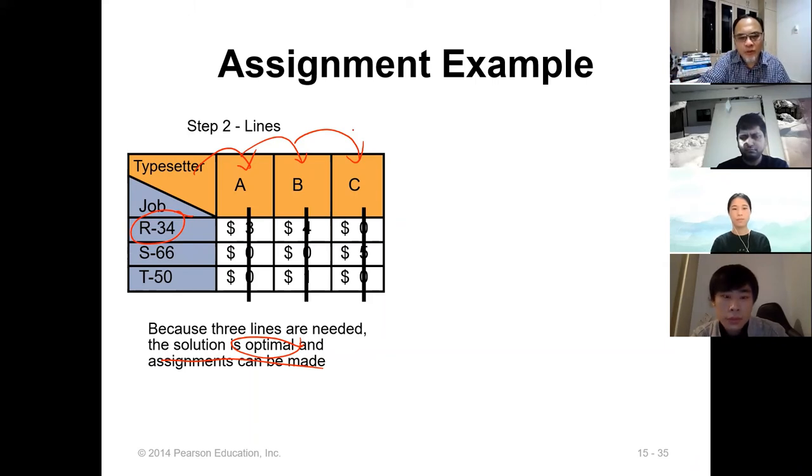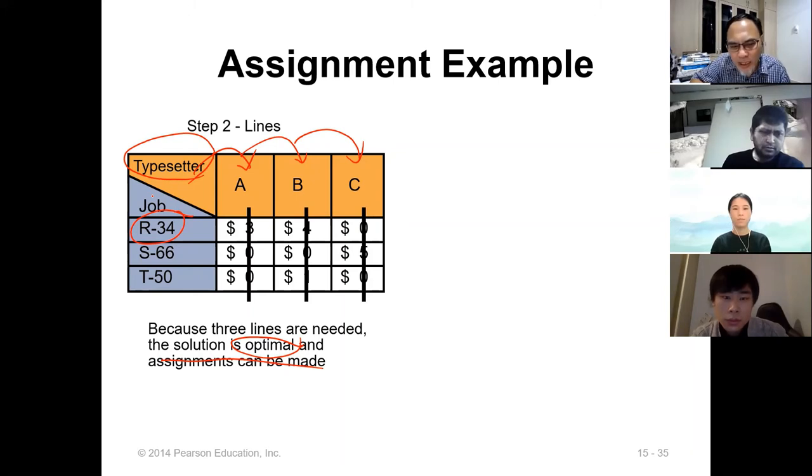If you do the assignment, we can only assign one job to one person. So what is the combination? Can you think which is the combination? R34 should be given to which typesetter? From this table, because zero is the lowest opportunity cost.